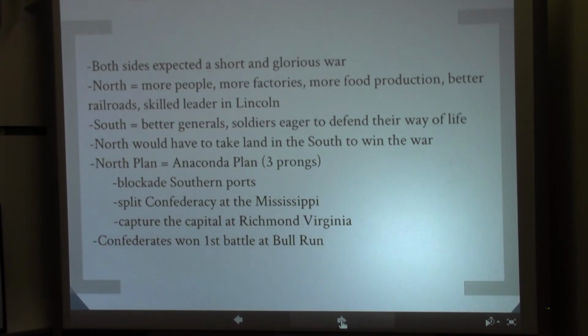The North plan, the Union plan, known as the Anaconda Plan, had 3 prongs, named for a snake that suffocates its victims. One prong was the North plan to blockade southern ports to keep the Confederacy from getting any supplies. They were going to split the Confederacy at the Mississippi River, and the third prong was they would capture the capital at Richmond, Virginia. The actual first battle of the war was at Bull Run, and that was won by the Confederates.